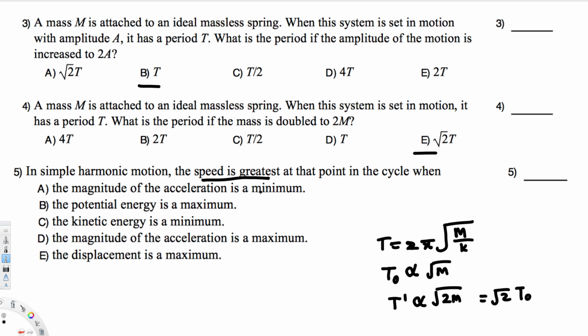When the spring is compressed, it has a spring potential which also has a force. Therefore, in the middle, the acceleration is going to be minimum. So we know that when acceleration is minimum, the speed is going to be the highest. So from this one, let's look at the equations. The magnitude of the acceleration is minimum. The potential energy is minimum. Kinetic energy is minimum. So the first one is going to be the correct answer: the magnitude of the acceleration is minimum. So at that point, the speed is going to be the greatest.